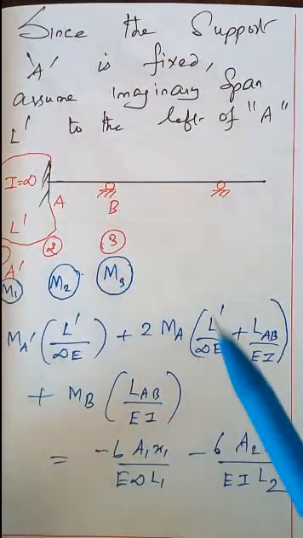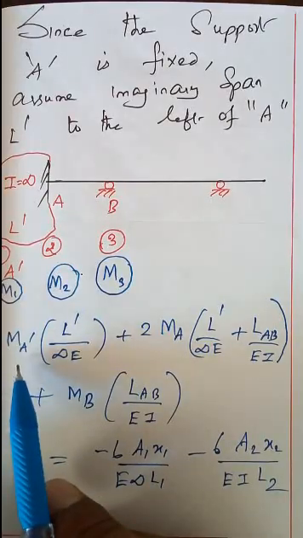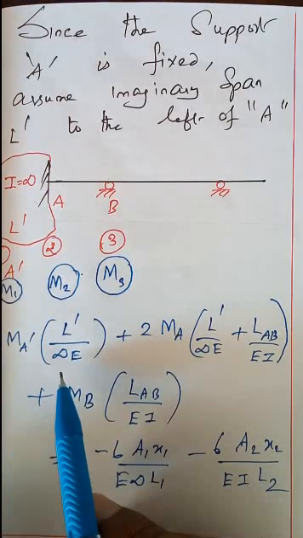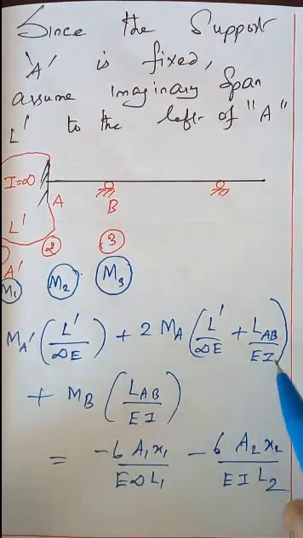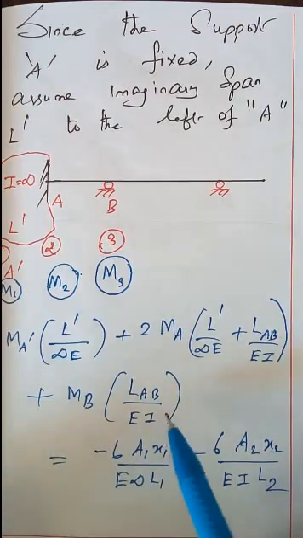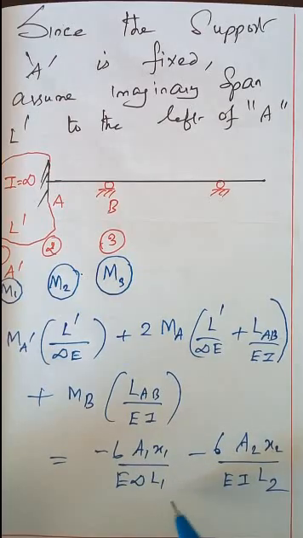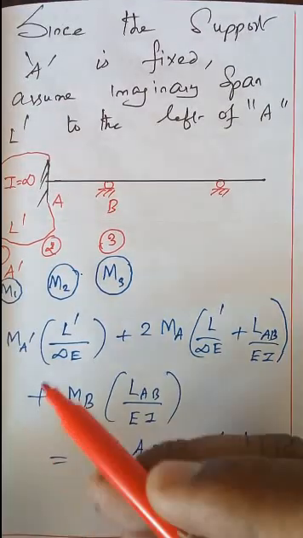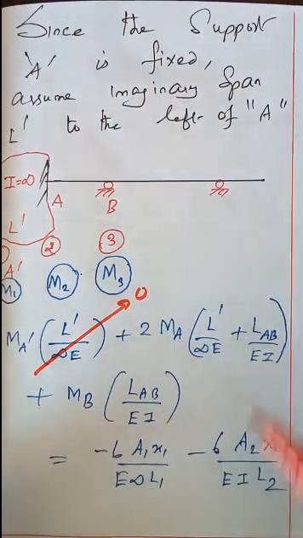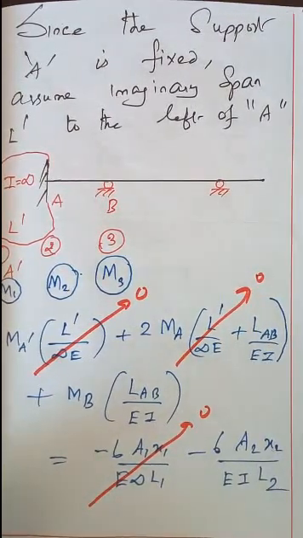Now writing down Clapeyron's equation, we have the three moment equation as MA dash into L dash by infinity E plus 2 MA into (L dash by infinity E plus LAB by EI) plus MB into LAB by EI equals minus 6 A1 X1 by E infinity L1 minus 6 A2 X2 by EI into L2. Anything divided by infinity becomes 0, so this term becomes 0, and also this term, and this term also becomes 0.